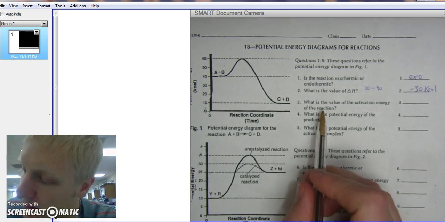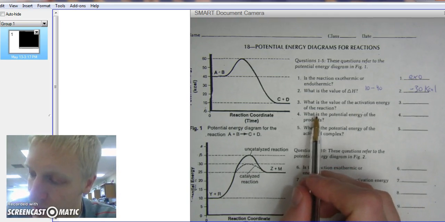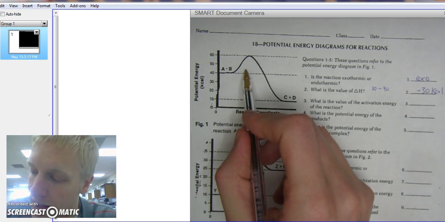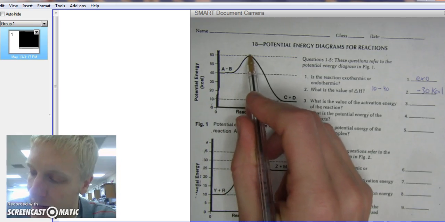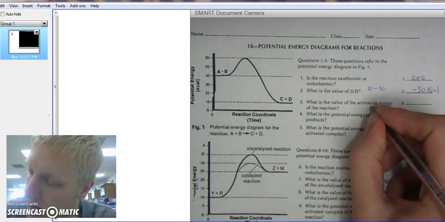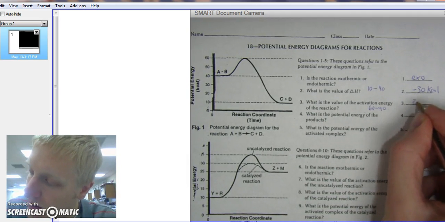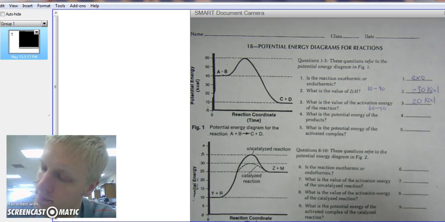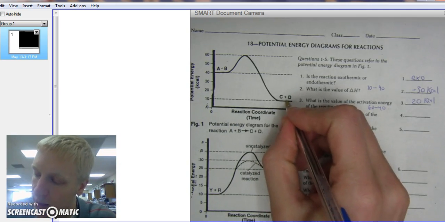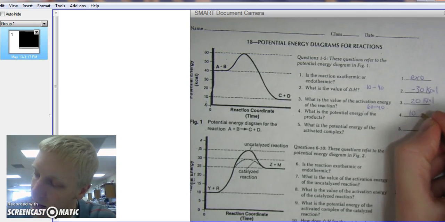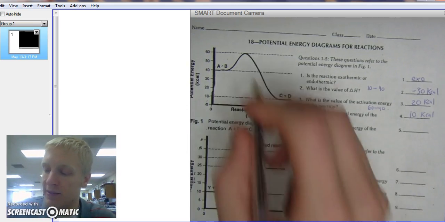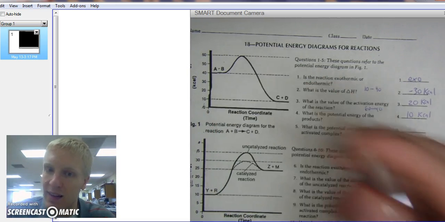Alright. Next, what is the value of the activation energy of the reaction? So, activation energy is from our reactants to our activated complex. So it looks like our final minus initial is 16 minus 40, which is 20 kilocalories. Next question, what is the potential energy of the products? The products' potential energy looks like it is 10 kilocalories. And last but not least, what is the potential energy of the activated complex? That's this guy up here, looks like it's 60.